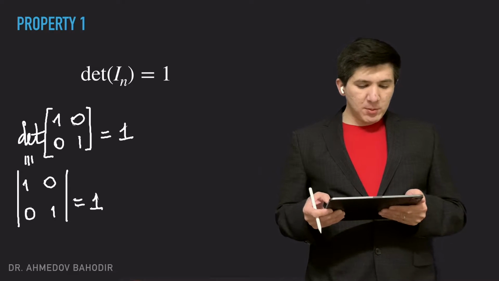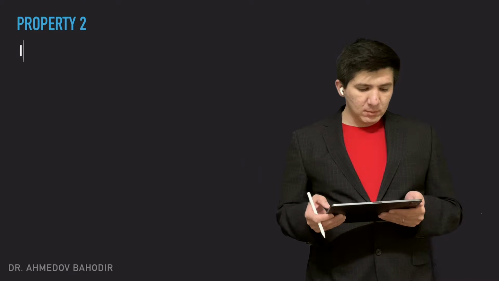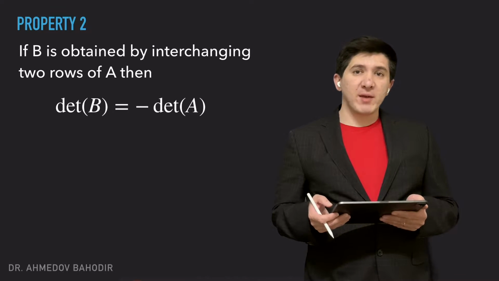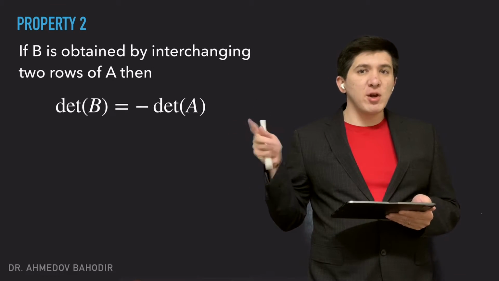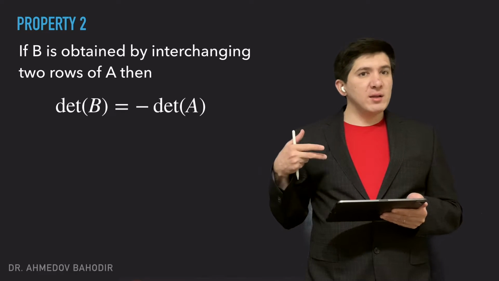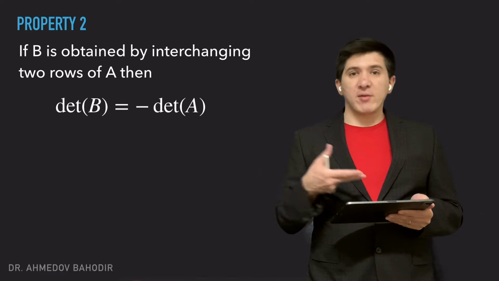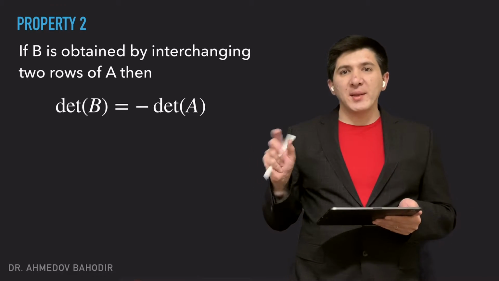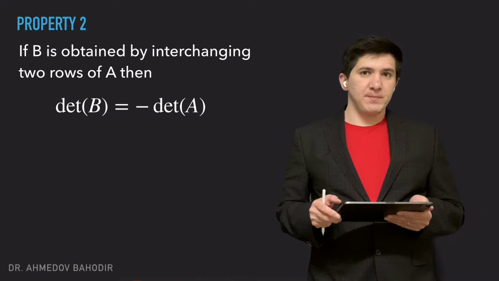Property number 2 tells you that if the matrix B is obtained from the matrix A by interchanging any two of the rows, then the determinants of the two matrices are essentially going to be the same in absolute value, but the sign is only going to be changed.